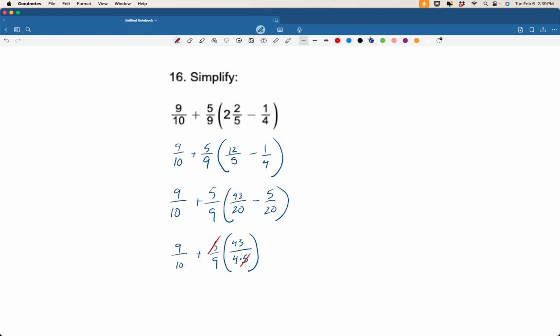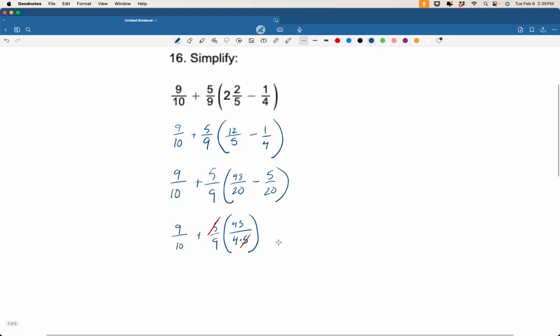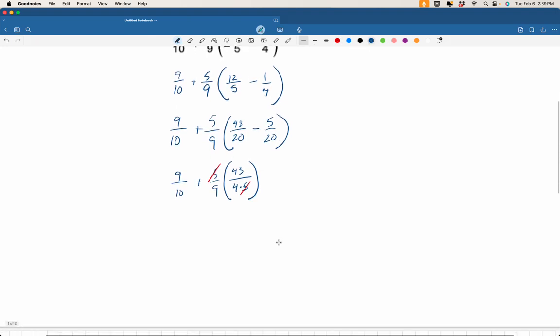So I don't have such big numbers to deal with. I'm going to now do the calculation. Let me scroll it up a little bit. 9 over 10 plus, that's going to be 43 in the top, and then 9 times 4 is 36. So now this is a lot easier to deal with. I'm going to have to find a common denominator between these two.